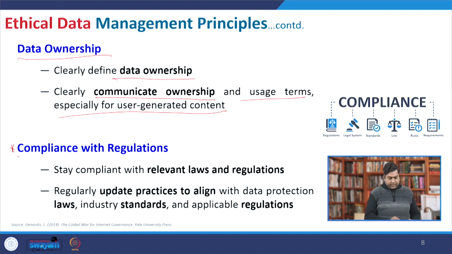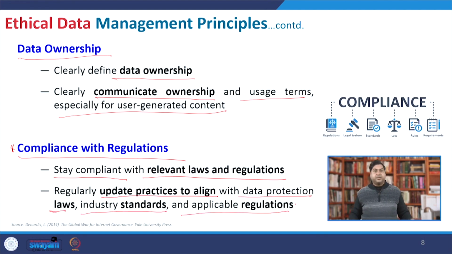Another important aspect is you have to have compliance with the regulations, and in this case stay compliant with the relevant laws and regulations and have a look at them, because they keep on updating. So, regularly update the practice to align with the data protection laws, industry standards, and also the applicable regulations. So, this is something like the regulation, legal system, standards, laws, rules, and also the requirements. So, based on that you have to update your information.